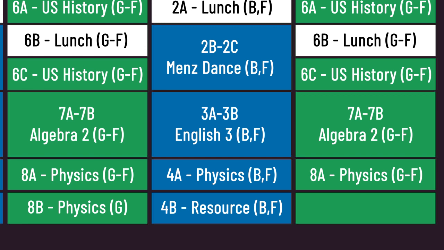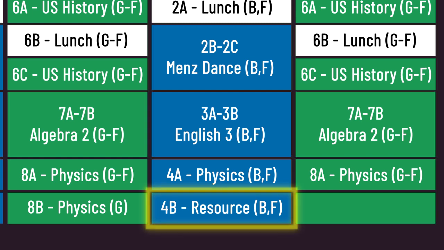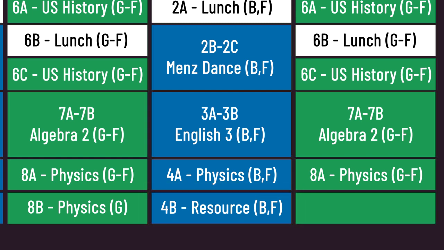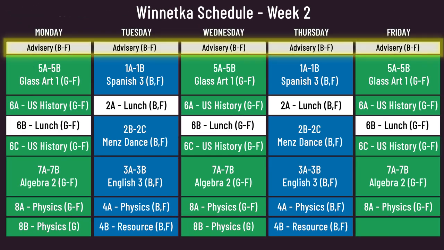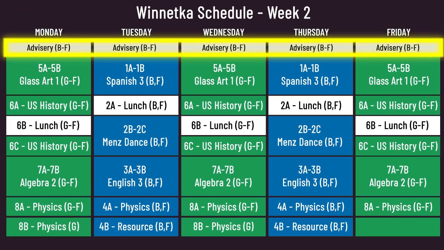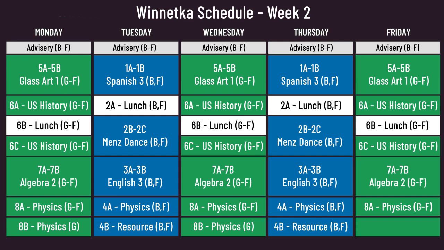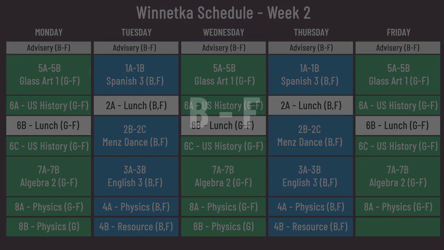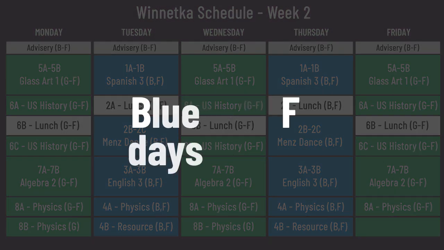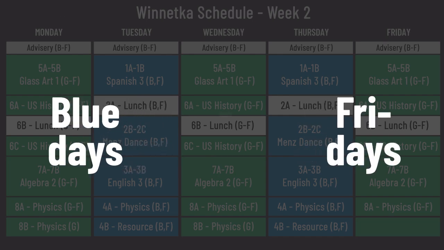If you have a resource seminar, these are often scheduled during the other half of your science block on the non-lab days. In this example, this student's resource seminar is scheduled for blue days, held during 4B after their physics class meets during 4A. Your advisory will meet every day, no matter the color, even though the letter G does not appear in parentheses next to the block number. This is just how PowerSchool displays the full week, blue days through Fridays, which includes green days in between.